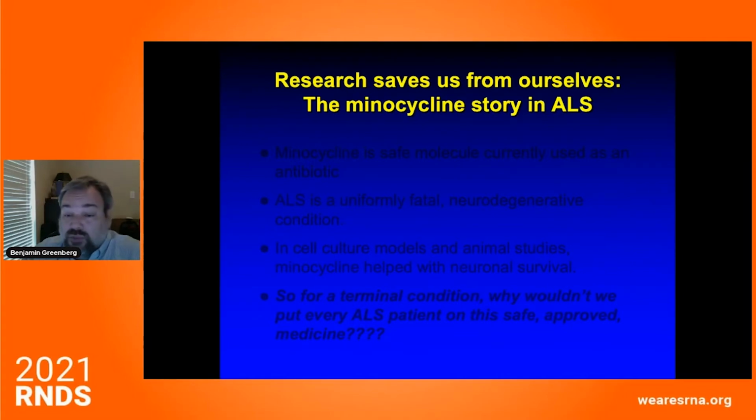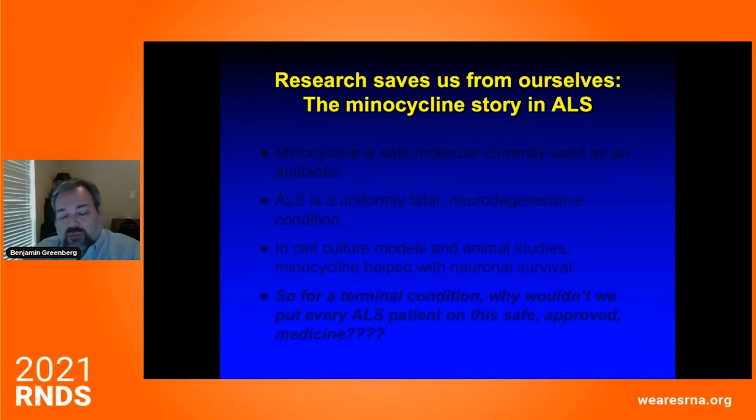As everyone is probably aware, ALS is a uniformly fatal neurodegenerative condition. What was interesting was that in cell culture models, so in animal studies and in a dish, minocycline helped neurons survive. So everybody looked at this and said, geez, we have a safe medication that's currently on the market. In a model system, it helps save neurons, and people with ALS are dying. We need to put everybody on minocycline.